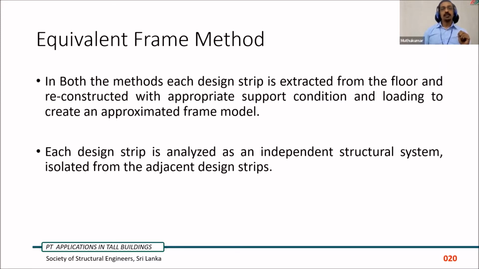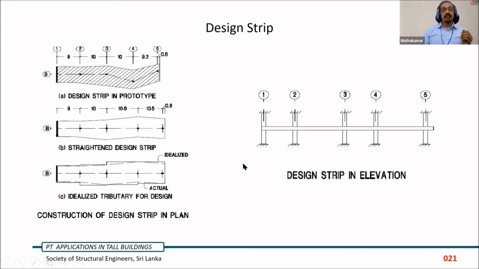So in both these methods, the design strip from the floor has to be reconstructed, because we don't get very uniform orthogonal design strips. So we may have to reconstruct that particular design strip to arrive at an approximated frame model. Each and every design strip will be independent, isolated from the adjacent design strips on either side. So basically, a prototype design strip along the column line, we have to reconstruct it by adjusting the span as well as the bay widths accordingly, so that the final idealized design strip will look something like this.